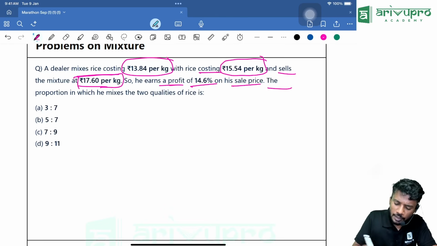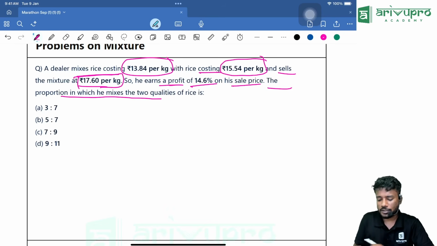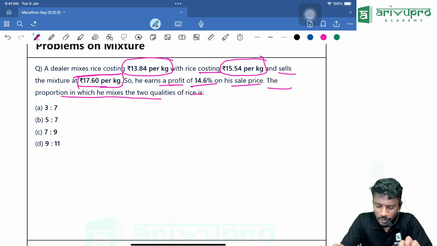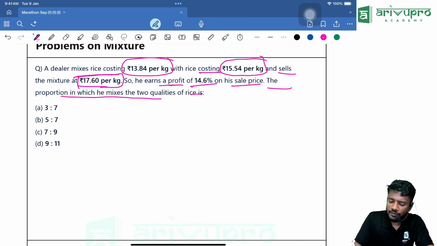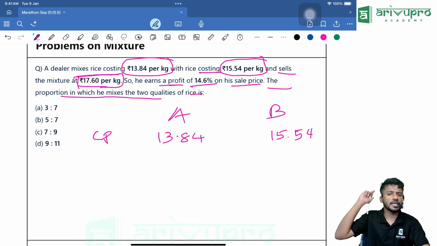14.6. The proportion in which he should mix the two qualities of rice is how much? Now, what is the basic thing given? They have given us the cost price. If rice A is here and rice B is here, the cost price is 13.84 and 15.54.